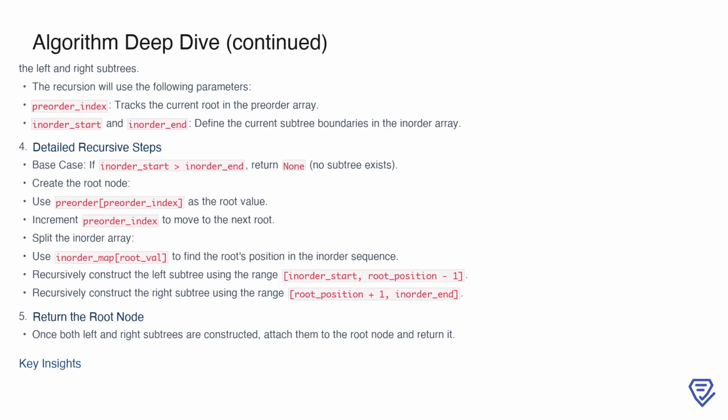To create the root node, we take the value at preorder_index, set it as the root, and increment preorder_index to move to the next root. We then use the hash map to find the root's position in the inorder sequence, which allows us to divide the inorder array into left and right subtrees. The left subtree is constructed using the range from inorder_start to one position before the root's index, while the right subtree is constructed using the range from one position after the root's index to inorder_end. Once both subtrees are recursively constructed, they are attached to the root node, and the entire root is returned.